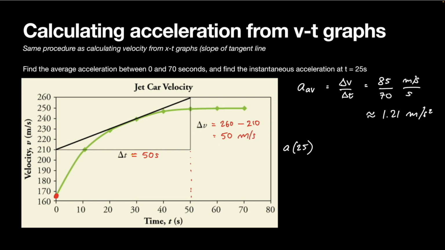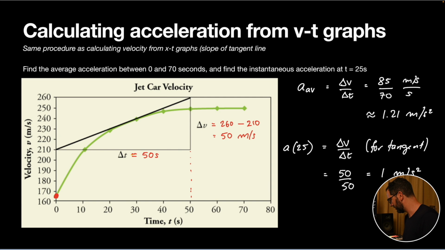So my acceleration at 25 is just equal to delta V over delta T for our tangent line, which is 50 over 50, which is equal to 1 meter per second squared. So you can see that overall, my acceleration over the whole interval was around about 1.21, because there was a faster bit towards the start, which influences it and makes it a bit more overall. But at that particular point in time where I took the tangent, the acceleration was 1 meter per second squared, a little bit less than the average acceleration over the interval.